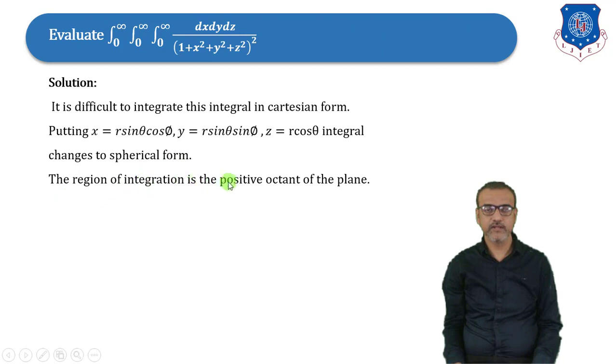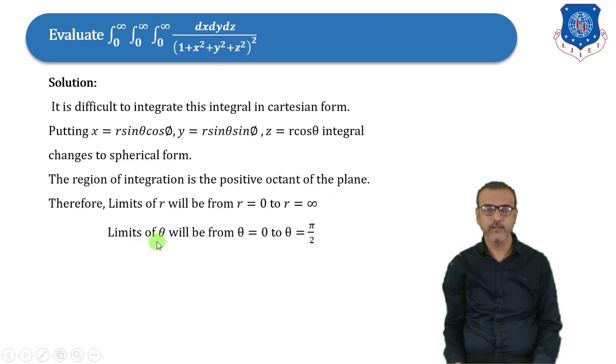The region of integration is the positive octant of the plane. As you can see, the limits are 0 to infinity, 0 to infinity, 0 to infinity, so definitely the region of integration will be the positive octant. In that region, r will vary from 0 to infinity, theta will vary from 0 to pi by 2, and phi will vary from 0 to pi by 2. Therefore, the limits of r are from r equals 0 to r equals infinity, the limits of theta are from theta equals 0 to theta equals pi by 2, and the limits of phi are from phi equals 0 to phi equals pi by 2.